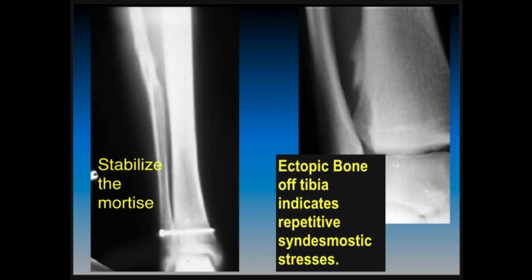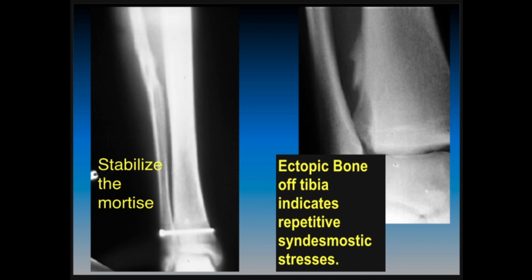What do we do to treat these? We stabilize the mortise, as shown on the left. So this can be done with 1 or 2 screws. The fibula will heal if we stabilize the mortise, again like a drawer going into a chest of drawers.